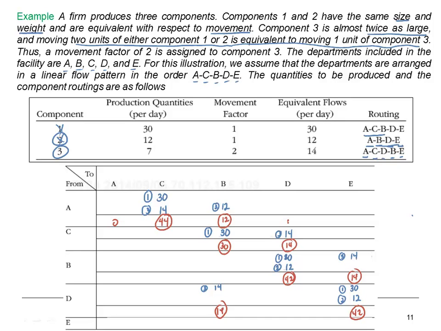Then for the rest, the entries are 0. Okay, so we have the movement from A to C is 44, from A to B is 12, from A to D is 0, A to E is 0, C to B is 30, and so on. And that's how you create your from-to chart. Any questions?